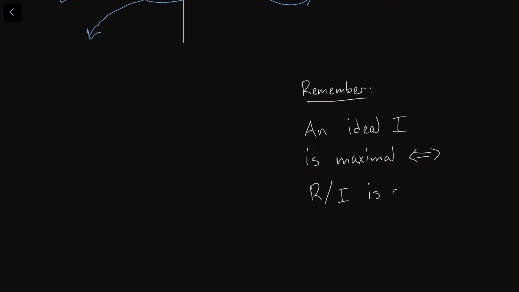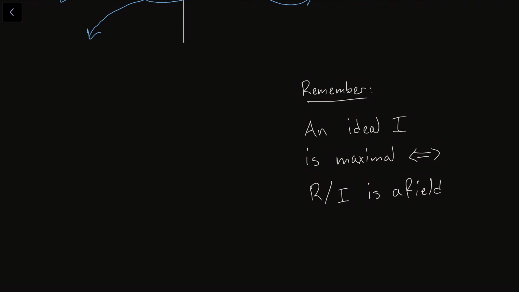So if R mod I is a field, then the ideal is maximal and vice versa. So if we can exhibit some kind of quotient ring, quotient by this ideal, and show that it's a field, then we can conclude that the ideal is maximal.